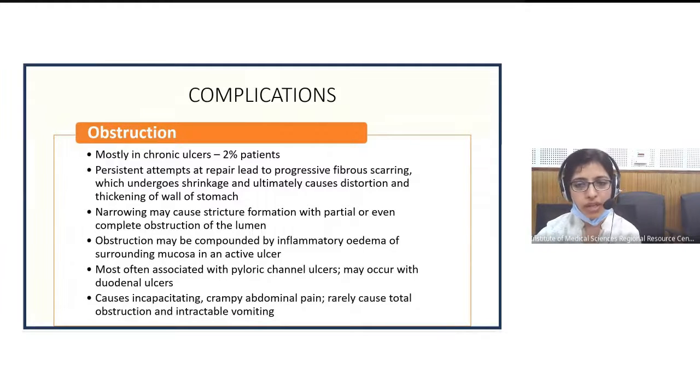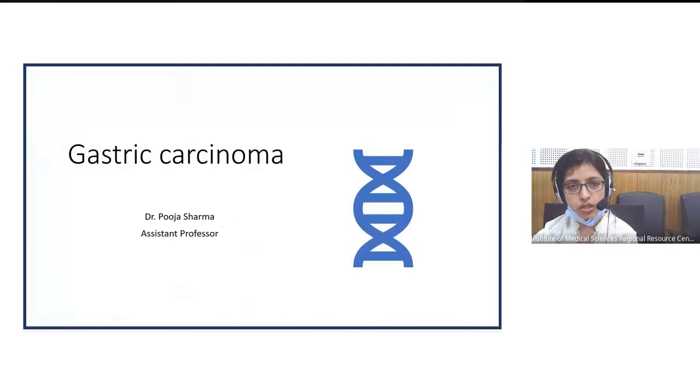Obstruction may be compounded by inflammatory edema of the surrounding mucosa in an active ulcer. Now, most often this is associated with pyloric channel ulcer, because the pylorus is already a narrowed portion of the stomach. So if the ulcer occurs there, it rapidly progresses to develop obstruction. And how does the patient present? Usually, the obstruction causes incapacitating crampy abdominal pain because of rigorous attempts to propel the food forward, and rarely causes total obstruction. Intractable vomiting can also occur.